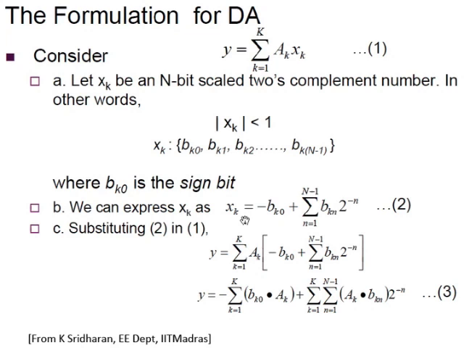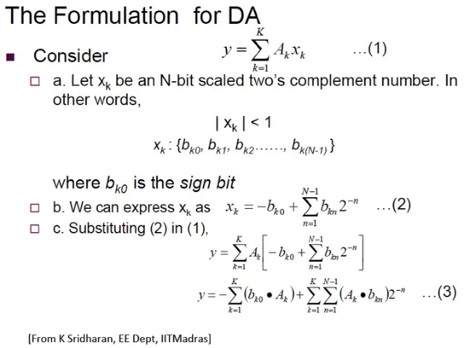Xk, any binary number essentially has this value. Any 2's complement binary number has this value. That is the most significant bit, there's a minus sign, plus sigma n equal to 1 to n minus 1 of bkn 2 to the minus n.